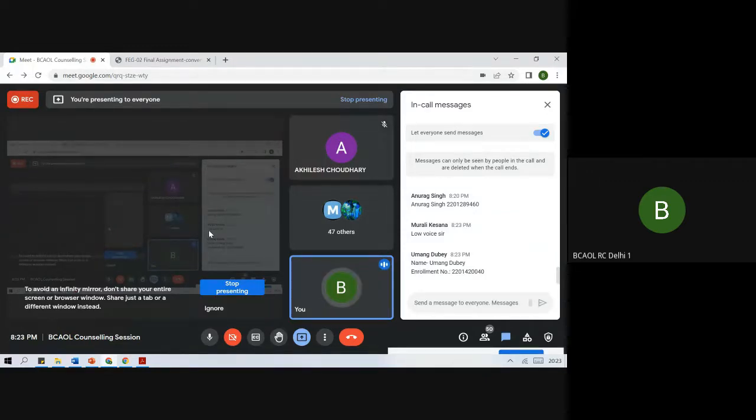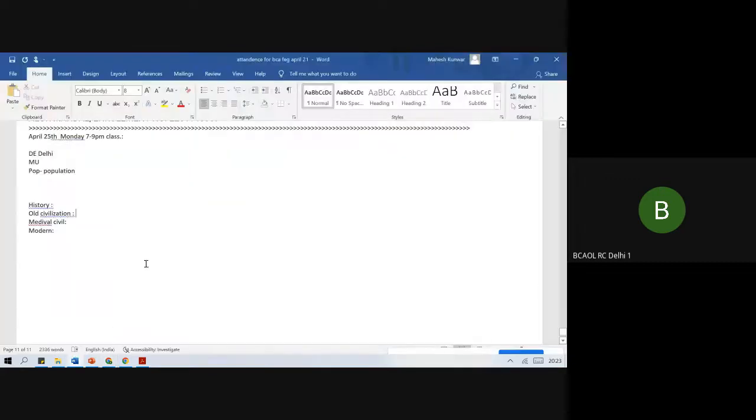And once more, if you are using abbreviations, make sure that you have mentioned a table at the bottom of your note taking, like: these are the abbreviations I have used: DE, DEL, MU, at the bottom of your table.